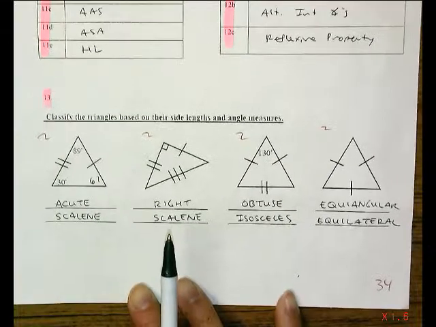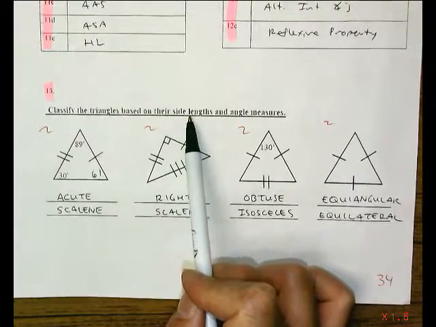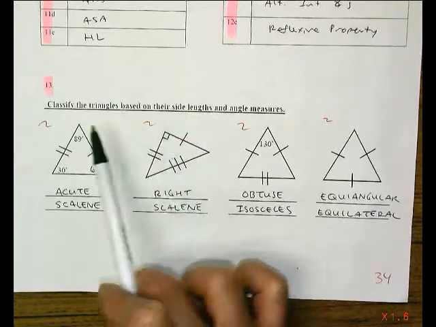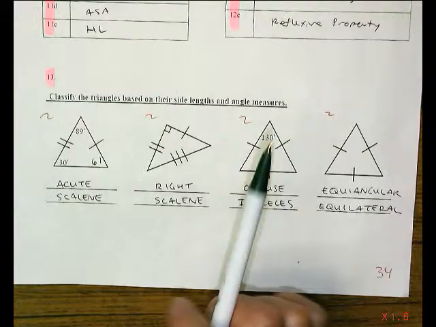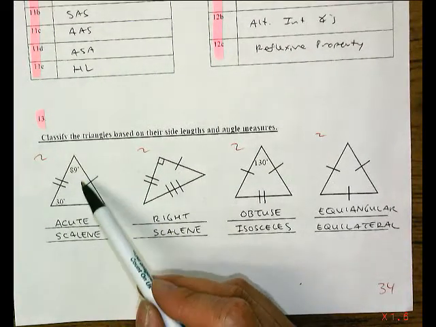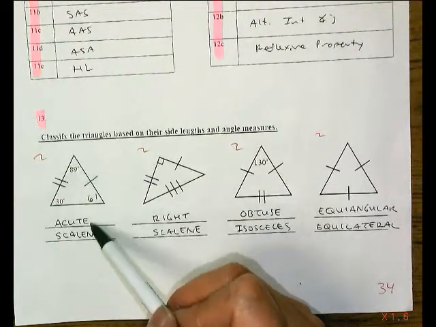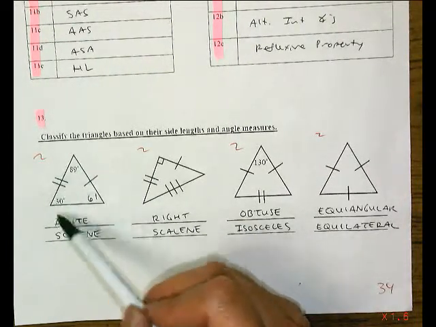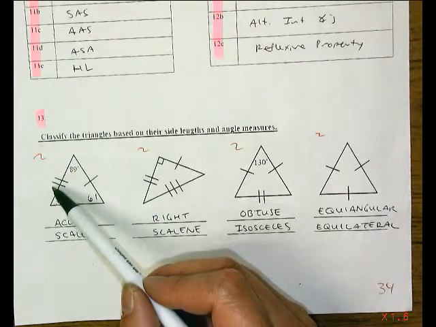And the last question. Classify the triangles based on their side lengths, and then their angle measures. So 2 ideas, 2 blanks. So all the angles, use triangle sum theorem to solve this one, they're all acute. None of my sides are the same, therefore it can't be isosceles or equilateral, therefore it's scalene.